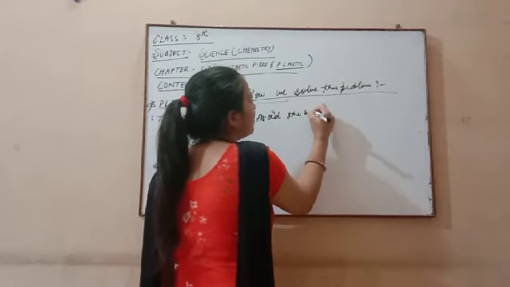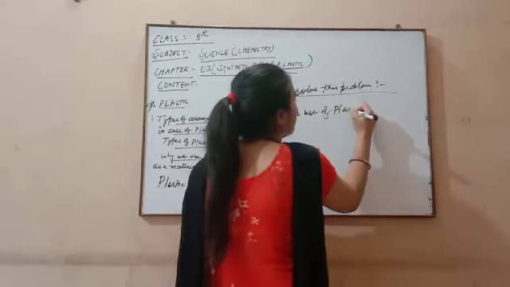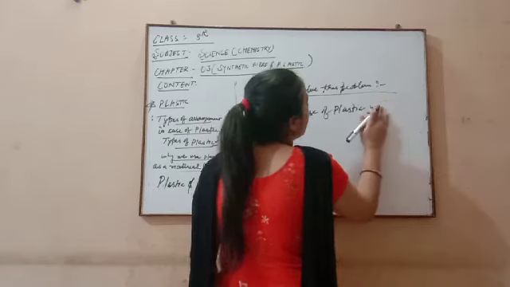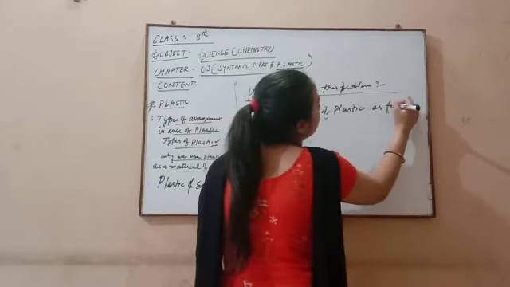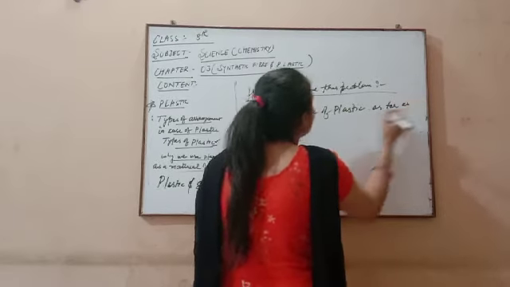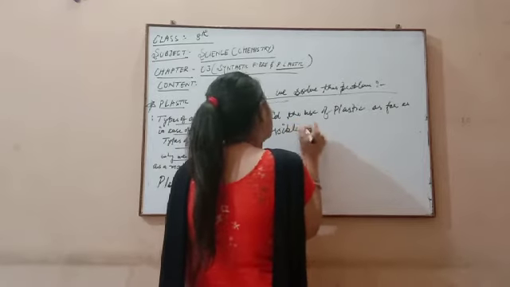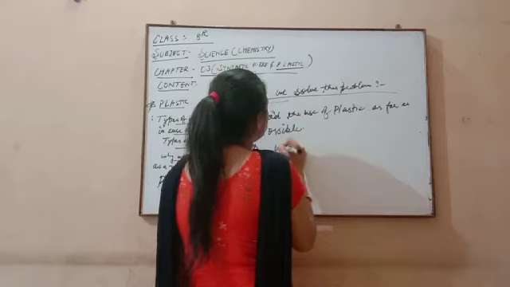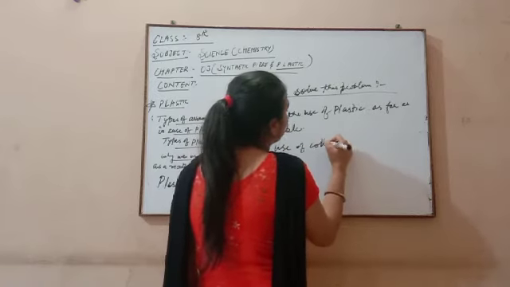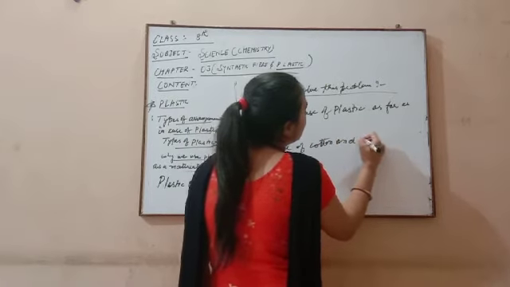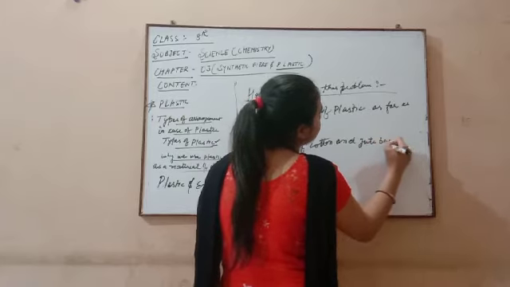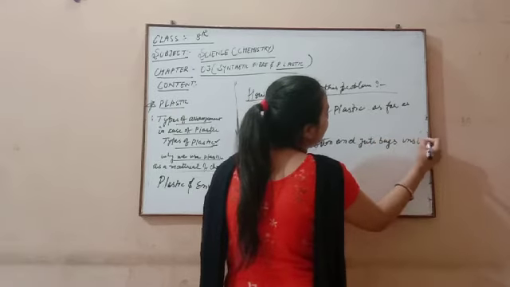Avoid the use of plastic as far as possible, means जहाँ तक हो सके वहाँ तक हमें प्लास्टिक यूज को हमें अवॉइड करना चाहिए. Second one, use of cotton and jute bags instead of which bags?